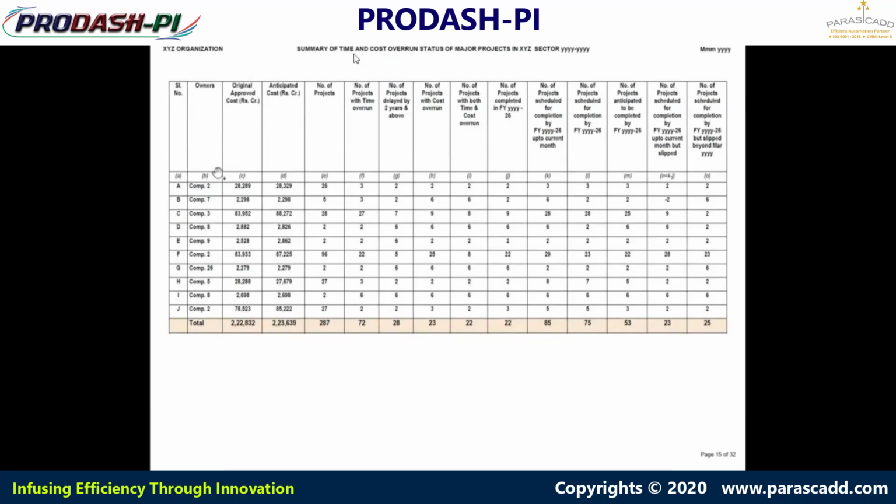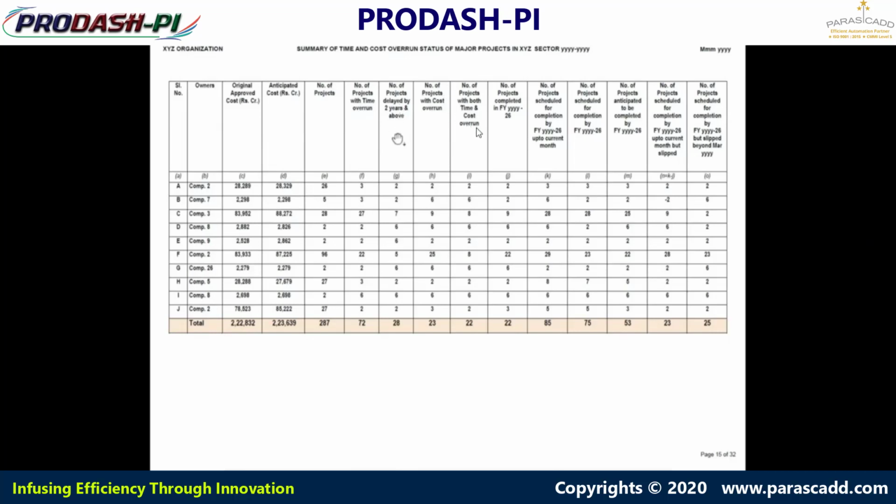Next template is the summary of time and cost overrun status of the project. So individually we are monitoring the summary for the projects that are running ahead, and that are running overrun for the time as well as for the cost. So what is the approved cost, what is the anticipated cost, how many projects of the specific company, number of projects with time overrun, number of projects delayed by 2 years and above. So 2 years benchmark is filtered over here.